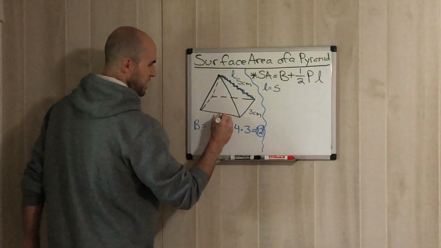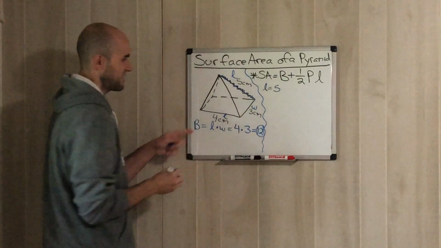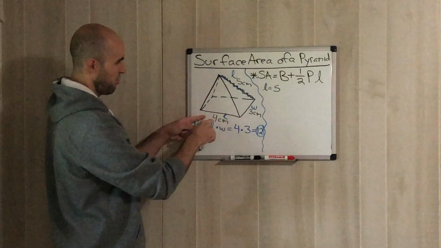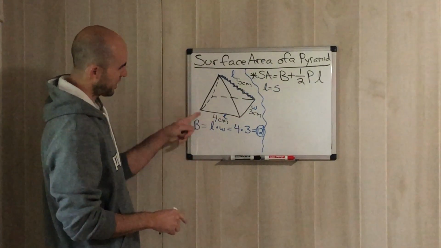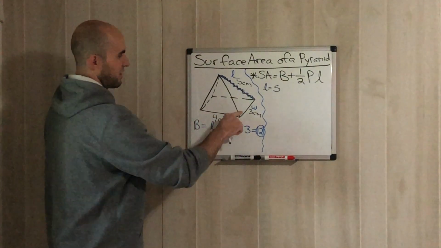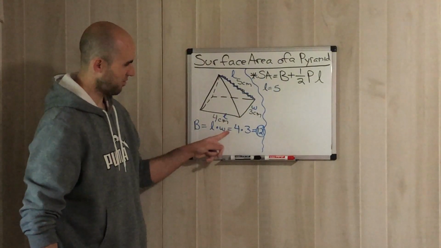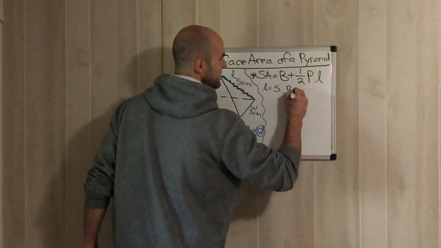We know that the length here was 4. We know that the width was 3 because it's a rectangle, right? We know that that's the length, and we know that that's the width. So 4 was L, 3 was W. 4 was the length of the base, 3 was the width of the base. So we did 4 times 3, and 4 times 3 is 12. So we know that the base is 12.